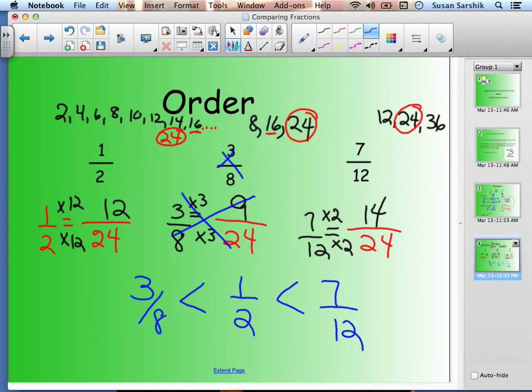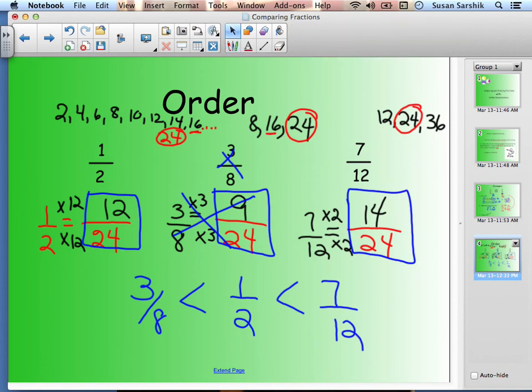Again, I can only do that analysis, that study of them, once I have converted them to equivalent fractions with the same denominator. So that, my friends, is how we compare and order fractions.